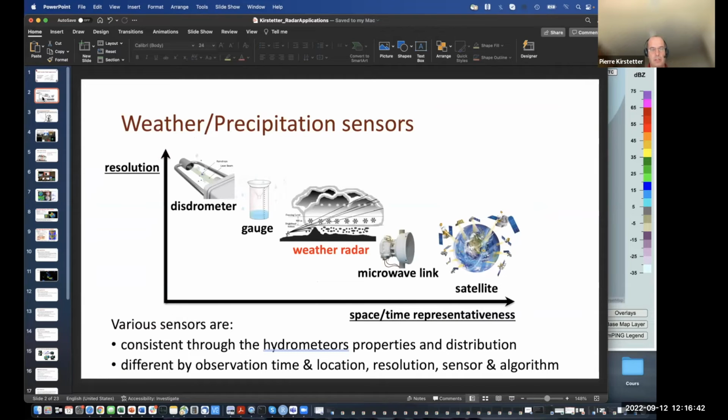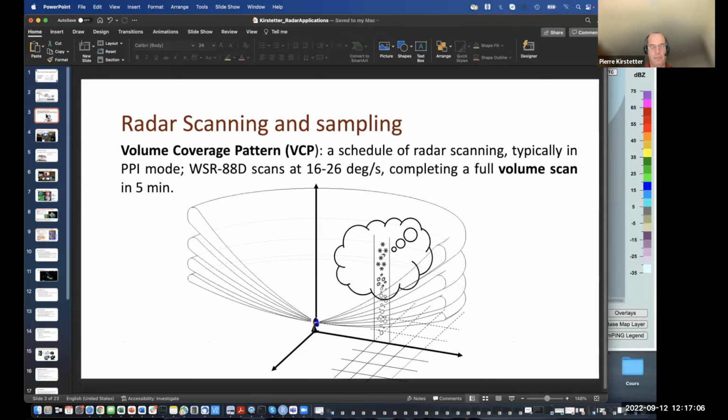Also, all these sensors are consistent through the hydrometeors that they sample. They are different by observation time, location, resolution, and algorithm. Weather radars provide a uniquely 3D/4D view of weather at fine resolution and over regions.